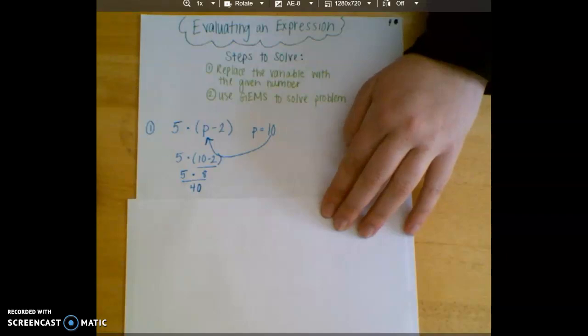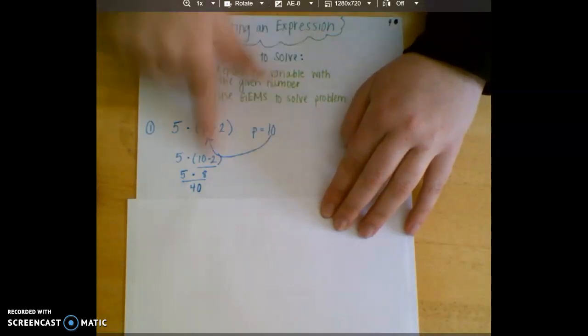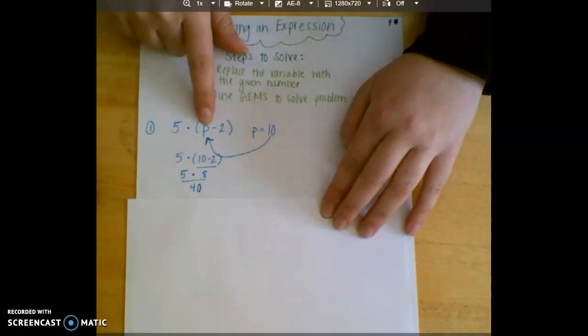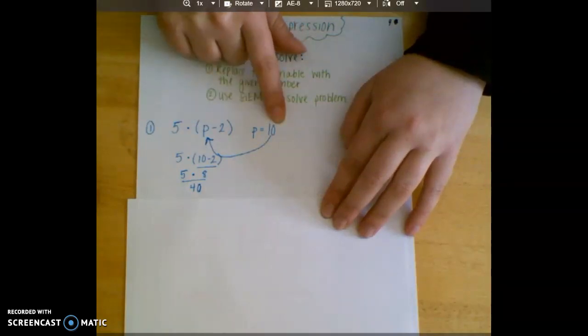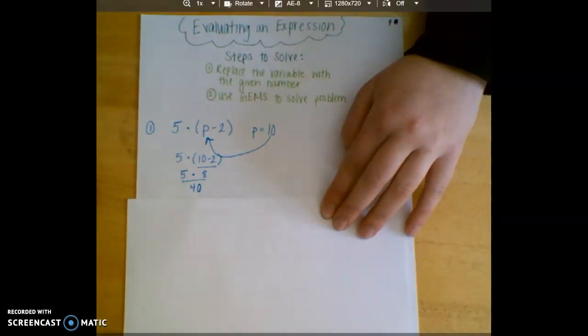So the biggest thing right now when you're evaluating an expression is that you have to switch in the number that it tells you. P can only equal 10 in this problem. It can't equal anything else.